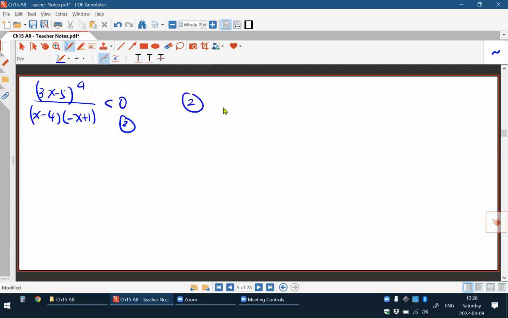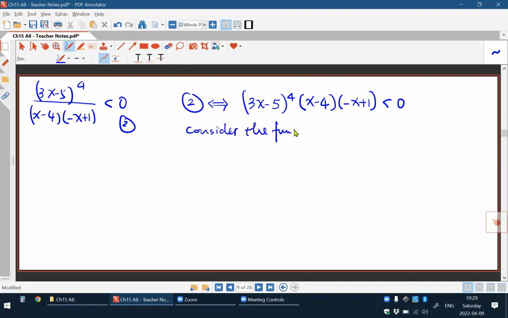Number 2, the inequality is equivalent to, so this time you have a ratio strictly less than 0, right? If you have some ratio that is strictly less than or greater than 0, this is equivalent to the product of the denominator and numerator being less than 0. If you consider the function on the left, this is again a polynomial function. Let's consider this function on the left.